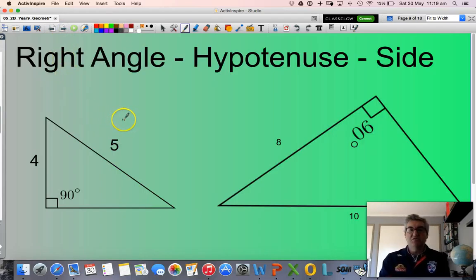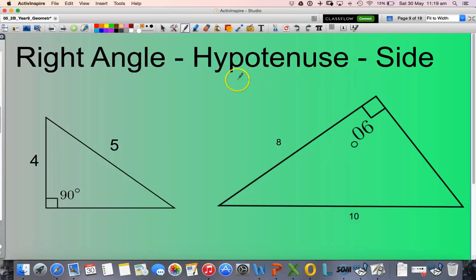The final condition: right angle, hypotenuse, side, shortened to RHS. So what I do here, do they both have a 90 degree angle, a right angle? Yes, they do. Now I need to compare the hypotenuse. So what's happening here?